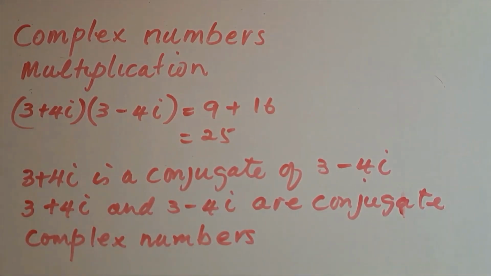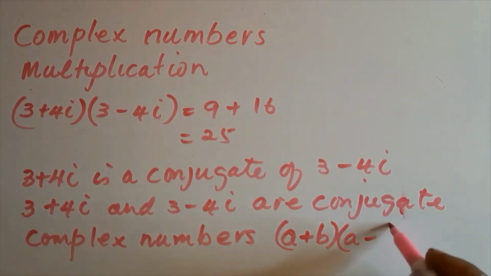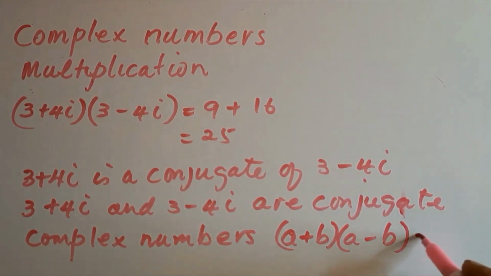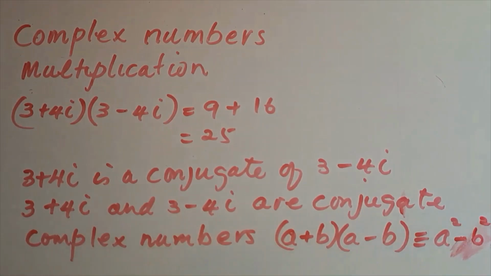Similar to something you've come across in algebra, where you have a add b times a minus b is equivalent to a squared minus b squared. And that's it on multiplication of complex numbers.